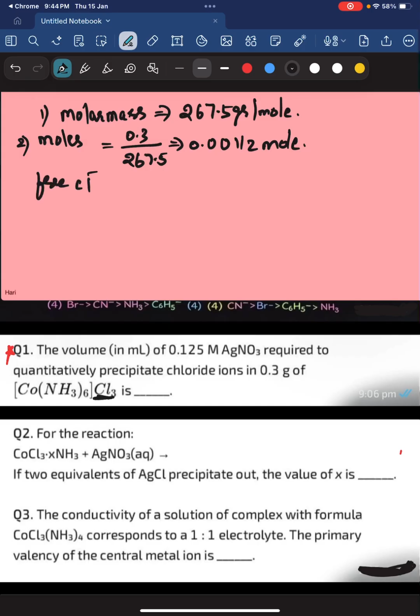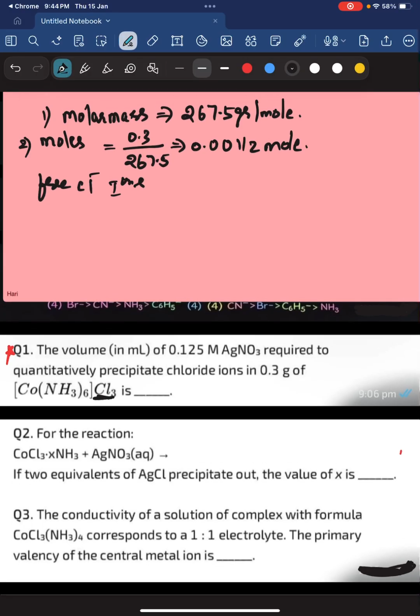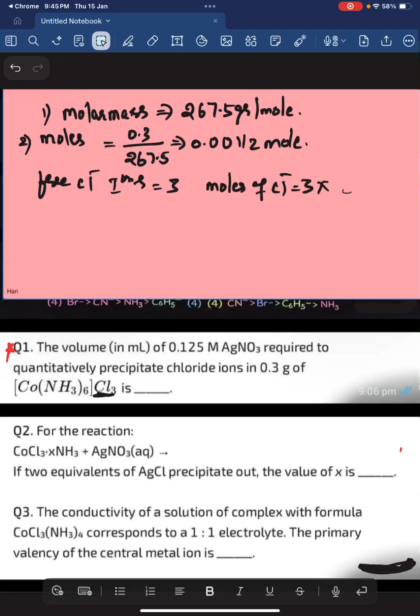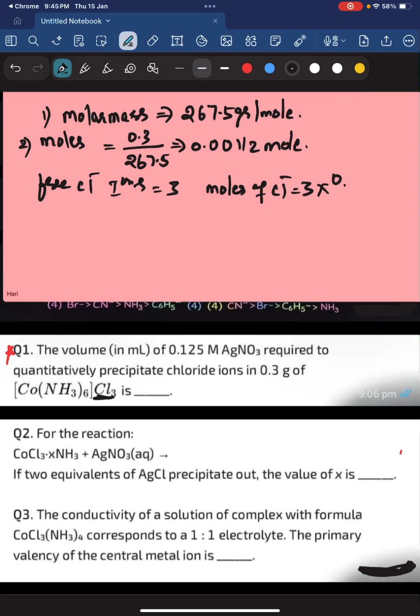And free chloride ions we have to check from the complex, so that is 3. So free Cl minus ions are 3. The next one is moles of Cl minus. Moles of Cl minus equals 3 into 0.00112, which equals 0.00336. This is the moles of free Cl minus ions.